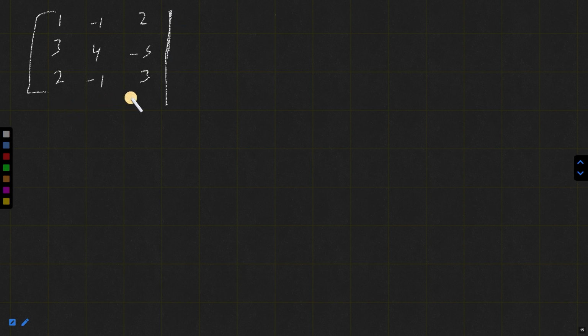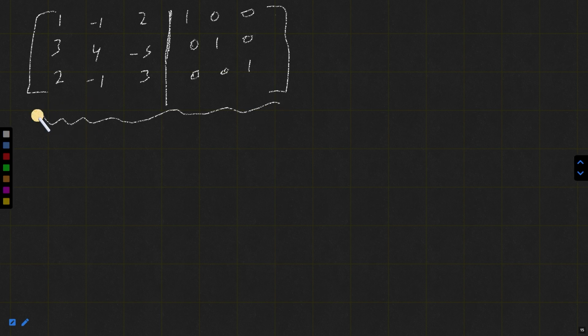and put a straight vertical line which separates this main A matrix and the identity matrix like this. Now what I have to do is perform some row operations on this whole augmented matrix in such a way that here I make the identity matrix, and whatever matrix will be here will be my inverse matrix. Okay, clear? So let's see.